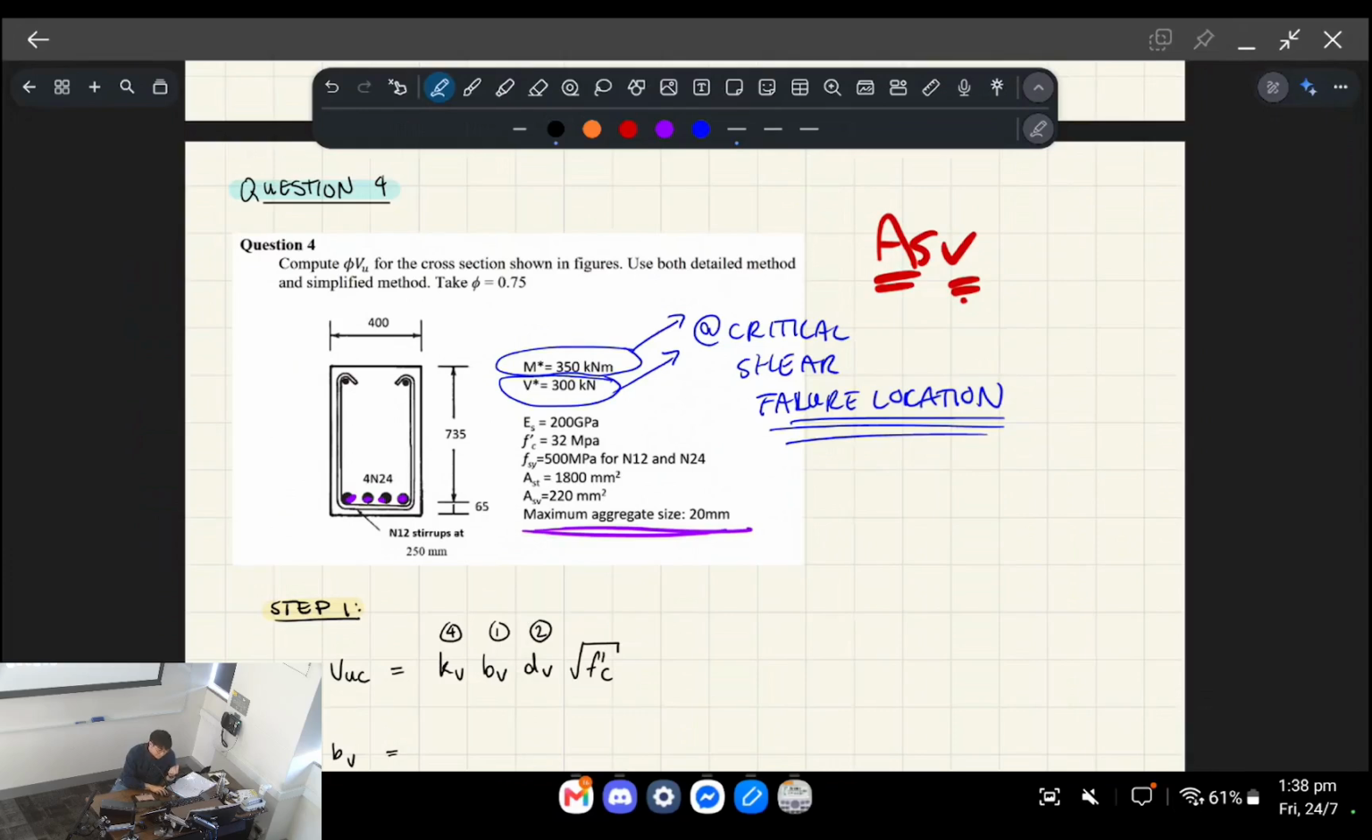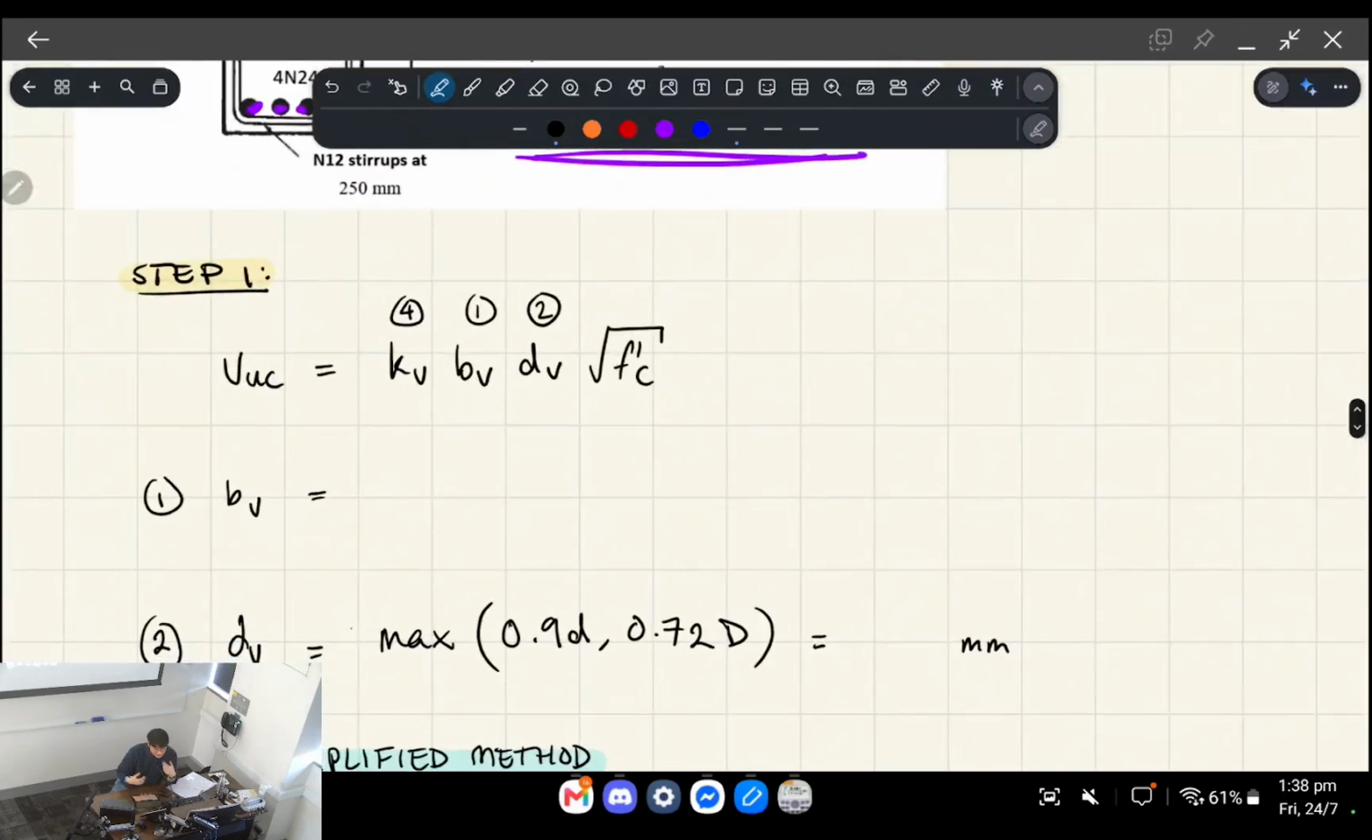Okay, so step one, what we want to do is find VUC. So we want to find what the contribution of just the concrete does for our shear strength. Okay, so that comes with this formula, and what you'll see is little bubbles that I've put there, like 1, 2, and 4. I'll explain why there's not a 3 there in a bit.